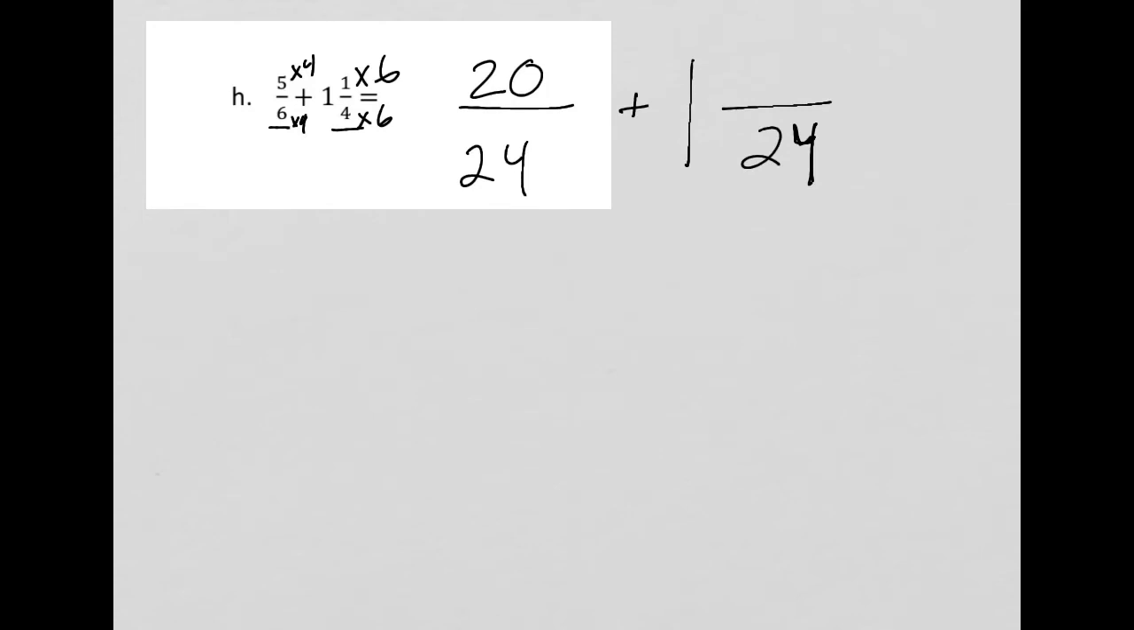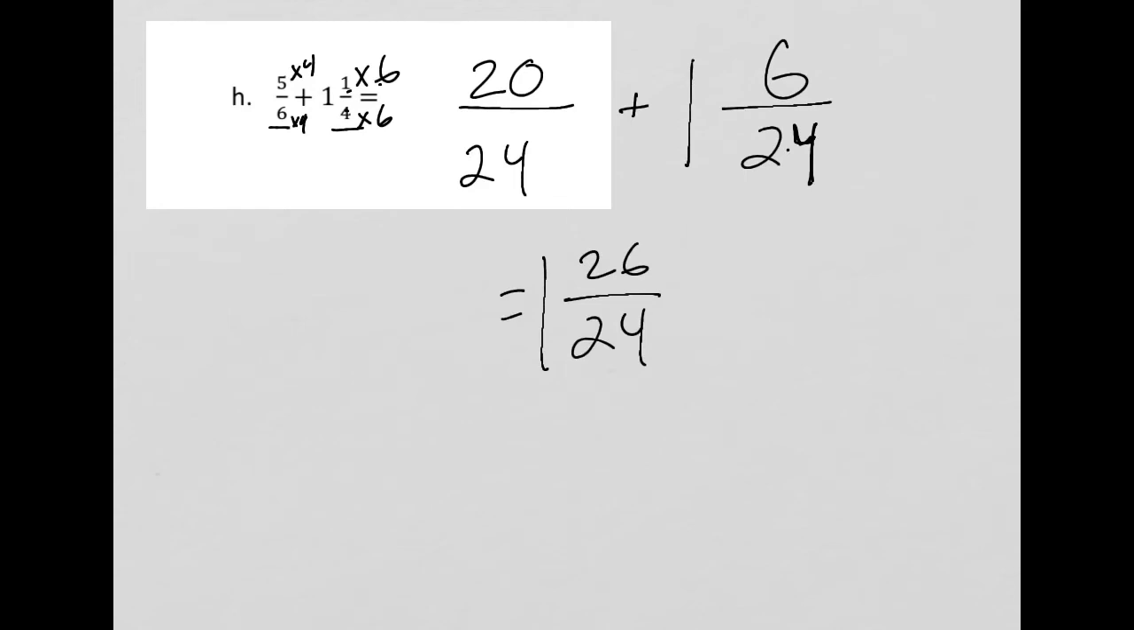The 1 stays the same. Now I'm going to do 1 times 6 is 6. 4 times 6 is 24. So my new equivalent fractions with common denominators are 20 24ths plus 1 and 6 24ths. And now I can add them straight across. It's going to equal 1 and 26 24ths.